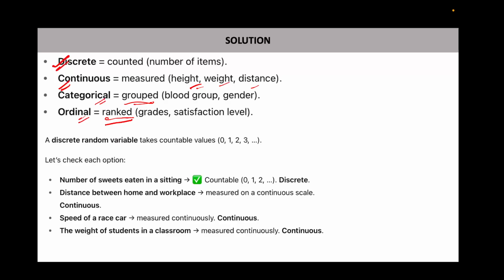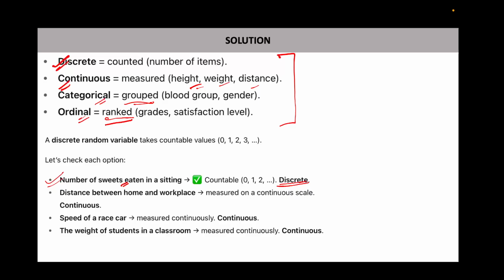Okay, so these are the four major kinds of variables. Now coming back to our question, there were four options. Number of sweets eaten in a sitting. Okay, so this is a countable value. So this comes under discrete variable.